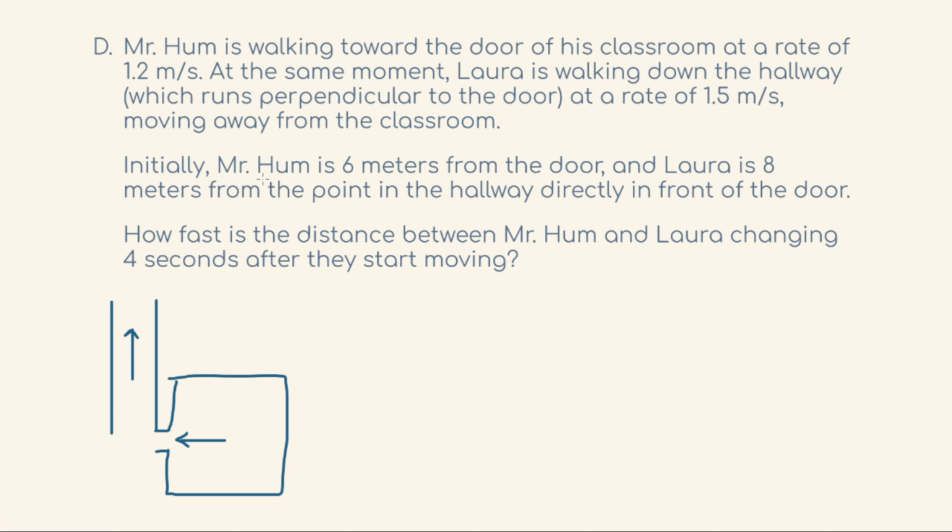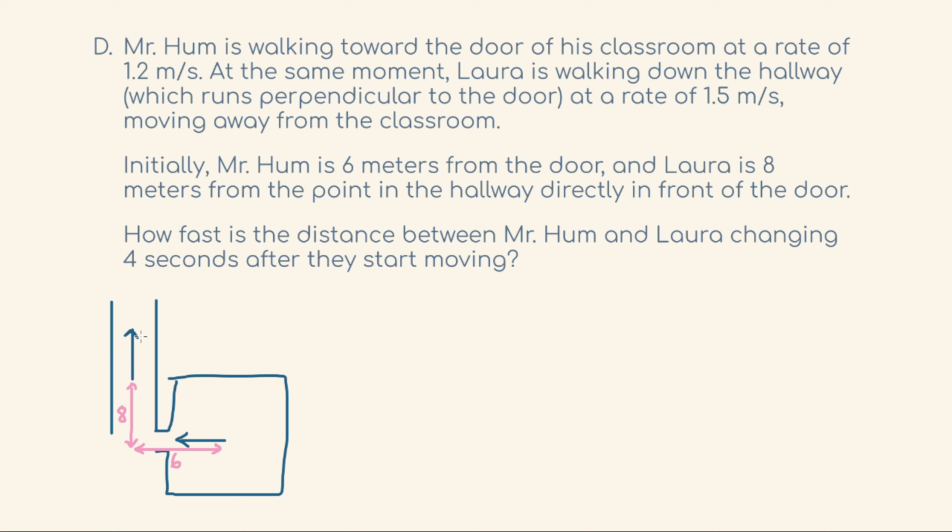So let's say she's over here, she's walking this way. Okay. Initially, Mr. Hum is 6 meters away from the door, and Laura is 8 meters from the point in the hallway directly in front of the door. So let's say this distance right here is 8, and this distance right here, that's 6. Okay, this is not drawn very accurately, but let's pretend it is. And we want to know how fast is the distance between Mr. Hum and Laura changing 4 seconds after they started walking.